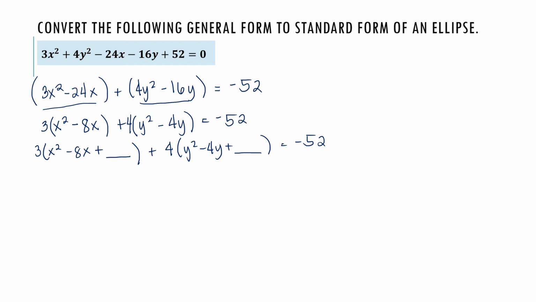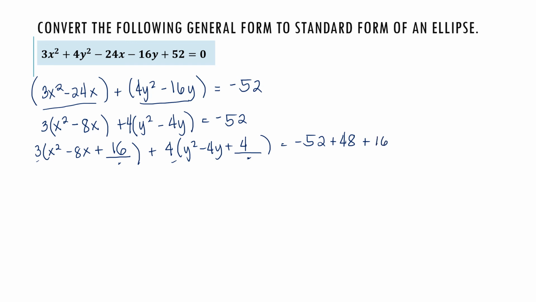Ano kaya ang nasa blank na ito? Okay, divide natin sa 2 si negative 8 and then square. Okay, that is 16. Next, dito. Divide natin sa 2 si negative 4 and then square. Okay, 4. So, kung ano yung dinagdag natin sa left, idadagdag din natin sa right. So, this is hindi plus 16 at plus 4 ha. Tandaan ninyo, may constant na nasa labas. So, 3 times 16 is 48 plus 4 times 4, 16.